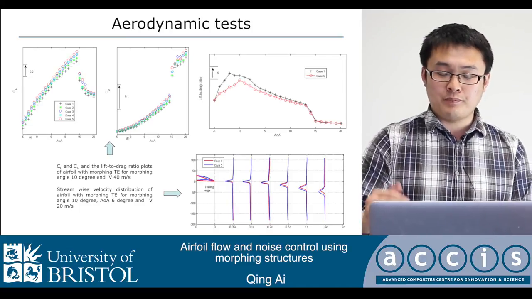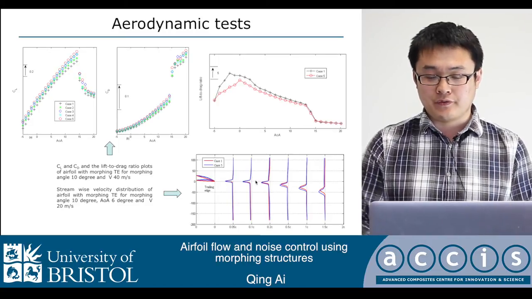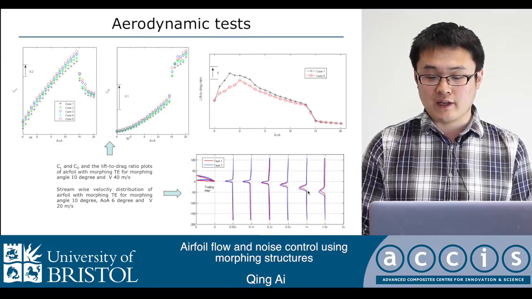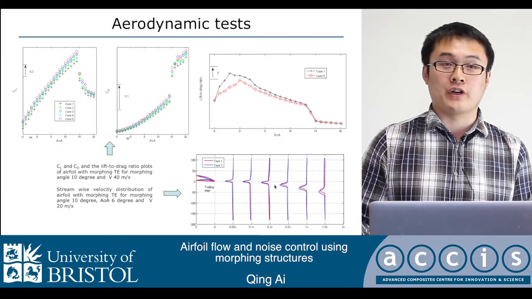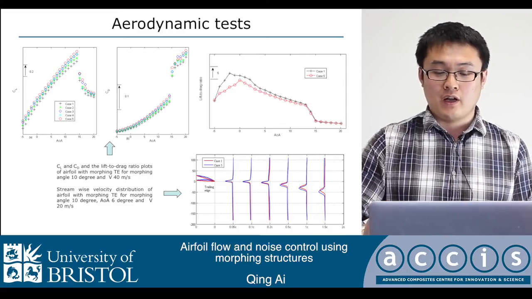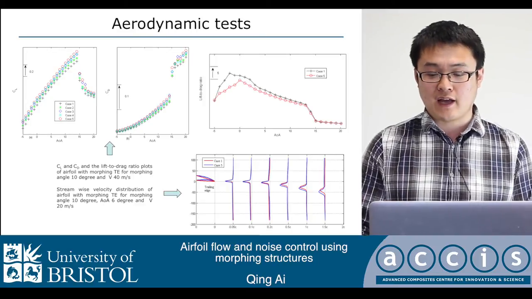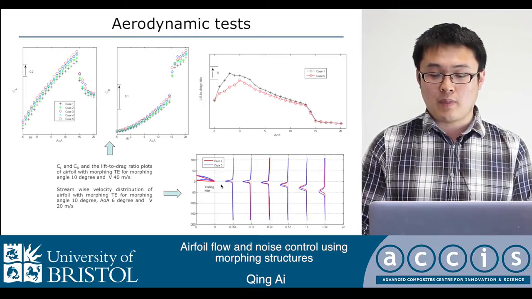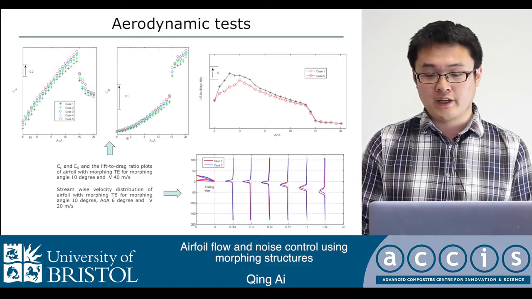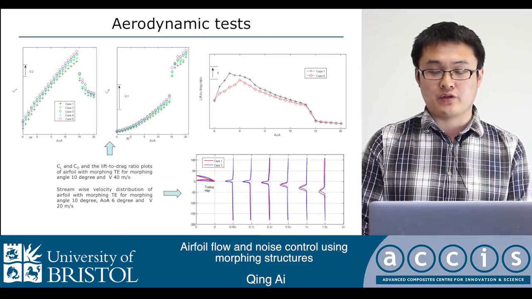And on the bottom figure, it shows the flow field downstream of the trailing edge, which is basically the velocity distribution. The y-axis is the distance from the data sampling point to the trailing edge point, and the x-axis shows the flow stream velocity normalized by the free stream velocity. Six lines are chosen at different distances to the trailing edge point.